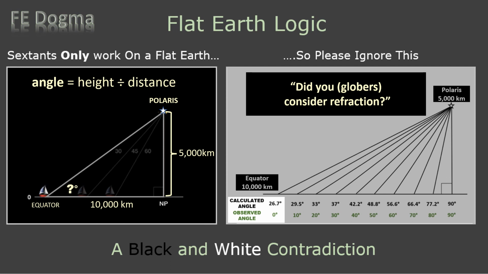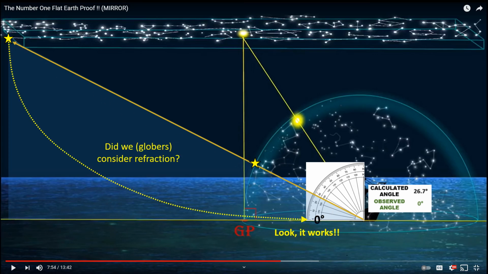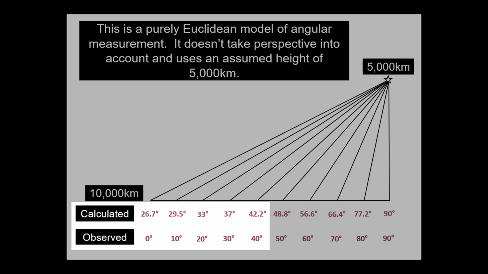So let's start off by taking a look at this calculated angle of 26.7 degrees at the equator on a flat Earth for Polaris. So here is where Polaris should be observed on a flat Earth. So all we need to do is just add refraction and look, it works. Let's have a little fun and compare what we actually see from the equator to the 40th latitude and compare that to what we should see if the Earth was flat.